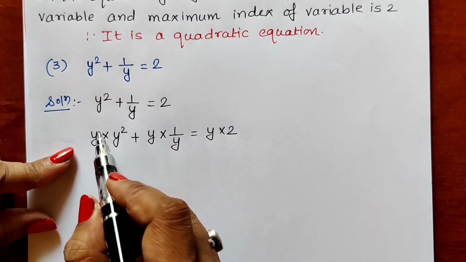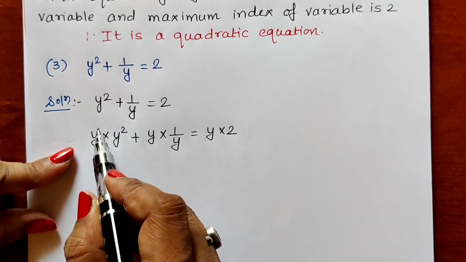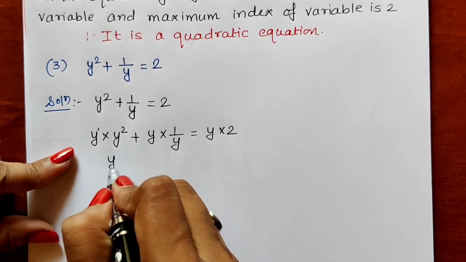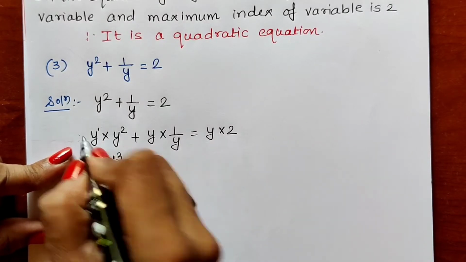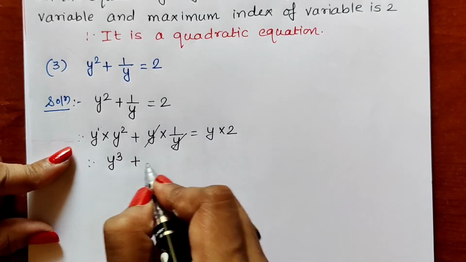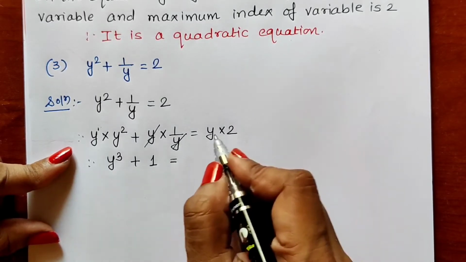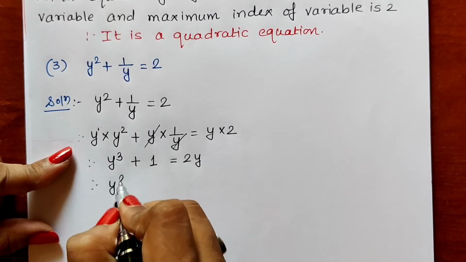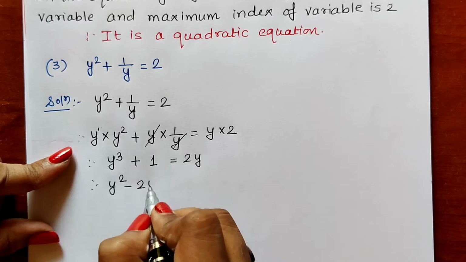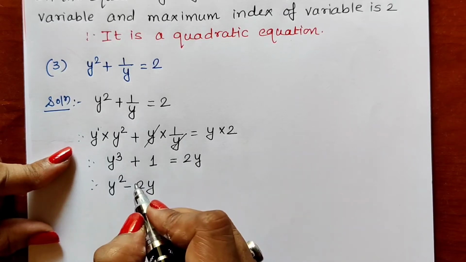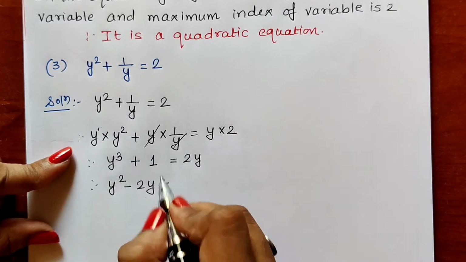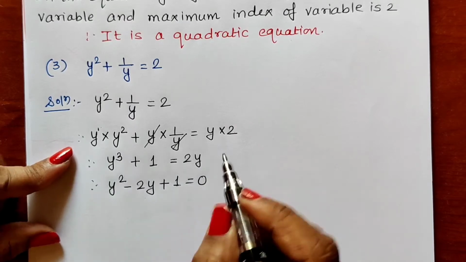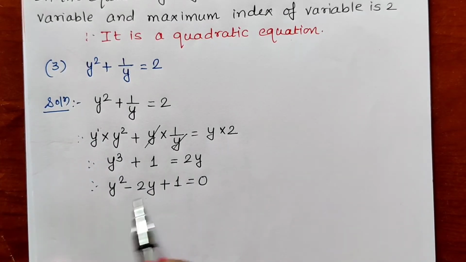So y into y square, here index is 1. So y raised to 1 into y square, what will be the answer? Y cube. Here y cancelled, we get 1 only, and y into 2 will be 2y. 2y bring on this side, y cube minus 2y plus 1 is equal to 0. All the terms we have brought on the left hand side and 0 is remaining on the right hand side. Now let us write the answer.